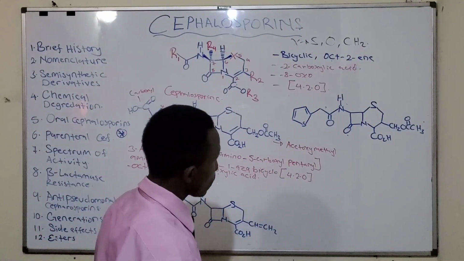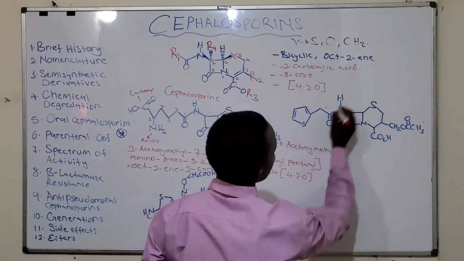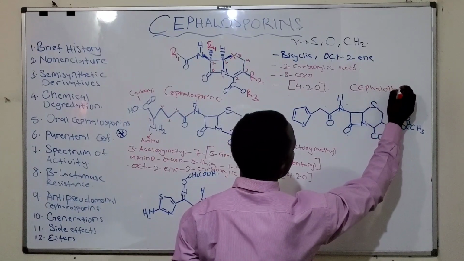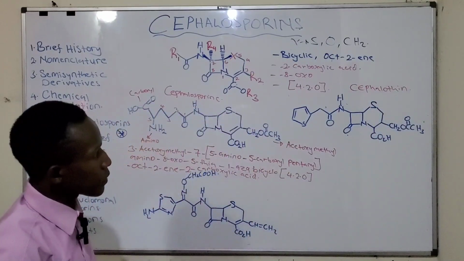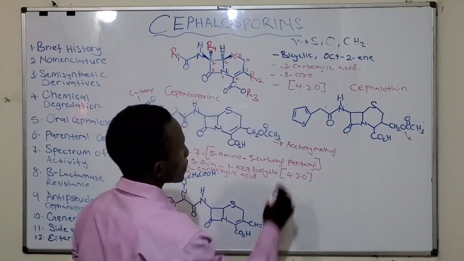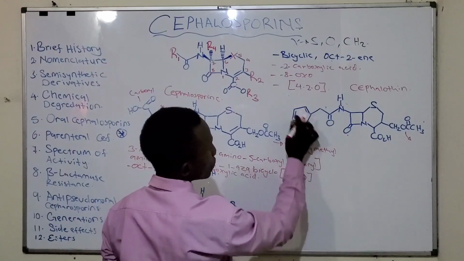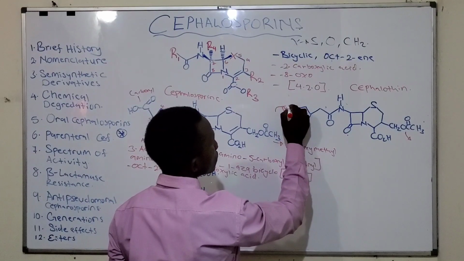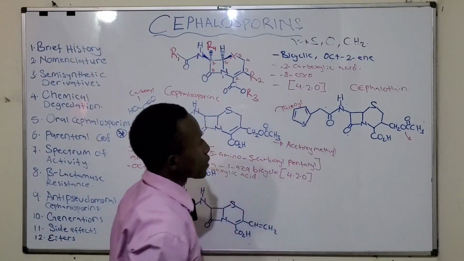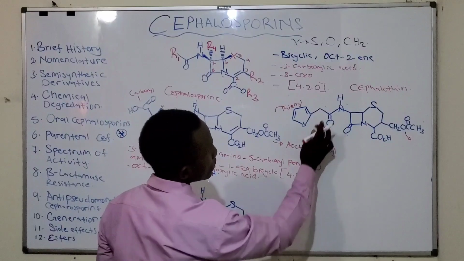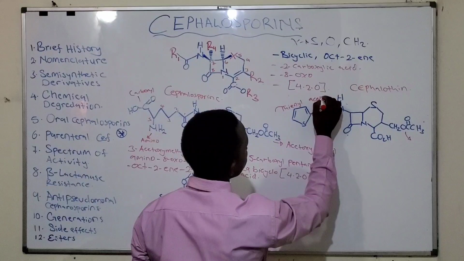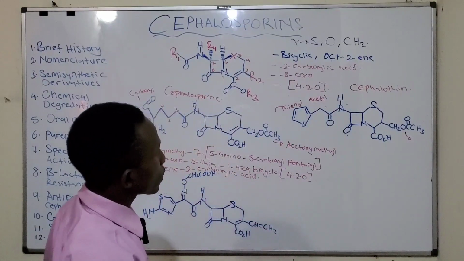This is our cephalosporin, and it has this group. It is acetoxymethyl. This one, it is the thiophene. So this is now the thienyl group, and this is the acetyl group. So we can name the structure.